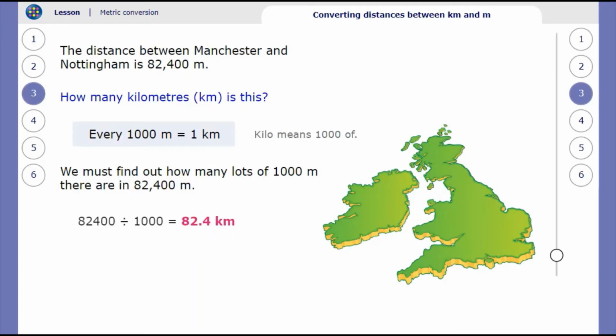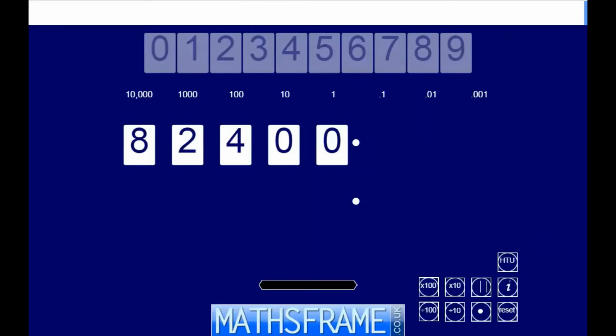Let's have a look at that on the Moving Digits website. So here I've got 82,400. So this, again, you could do on your paper with your little cards.